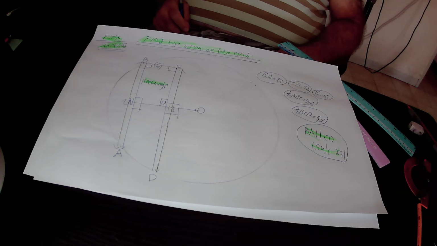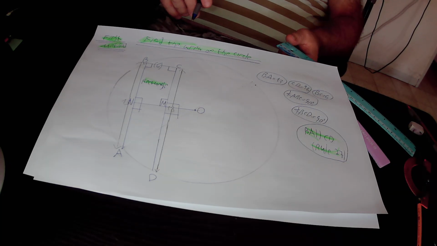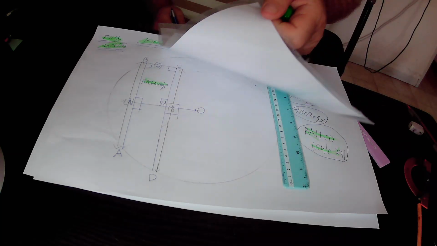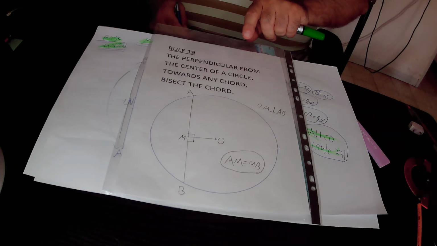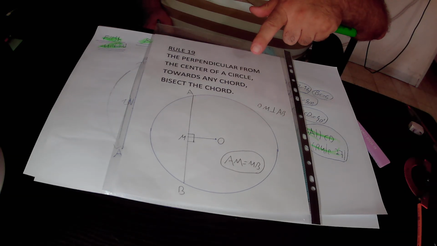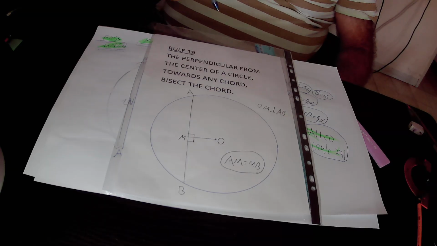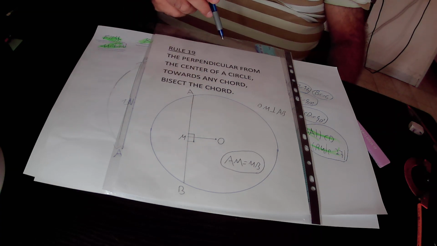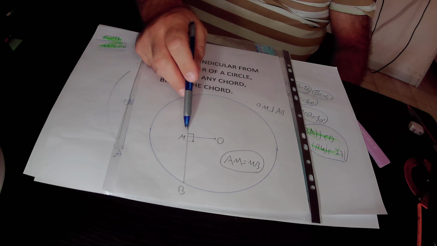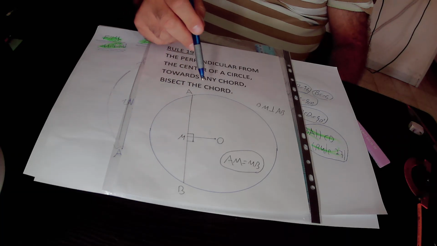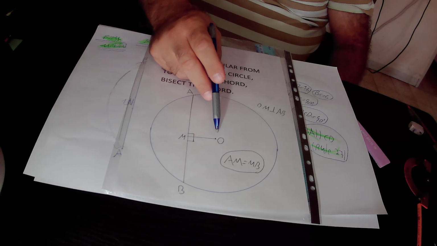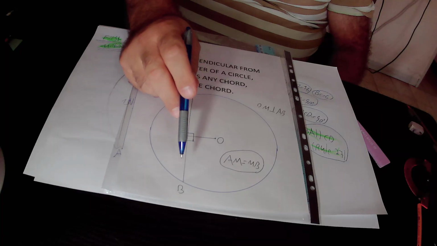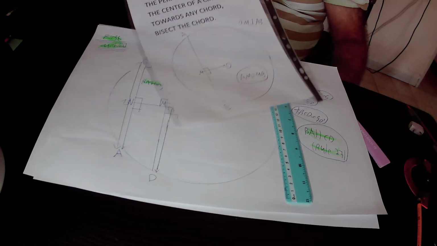here before that we will implement rule 19. According to rule 19, the perpendicular from the center of a circle towards any chord bisects the chord. In the drawing we have a circle, point O is the center of the circle, AB is the chord in this circle, so the perpendicular OM bisects chord AB. Again, the perpendicular OM from the center of this circle, that is to say from point O, bisects chord AB. That is to say, AM equals MB.